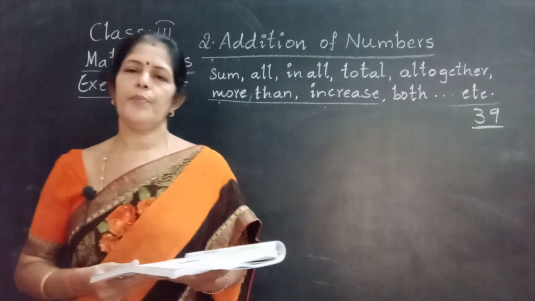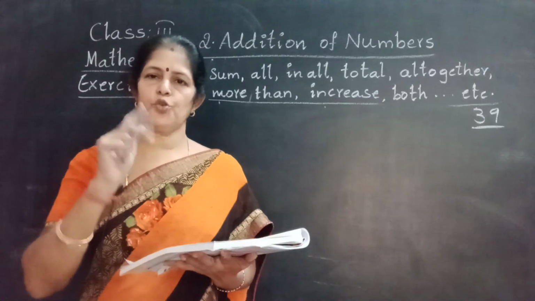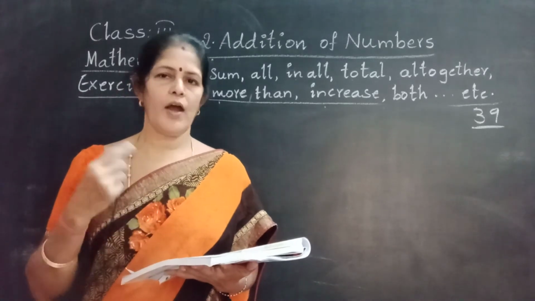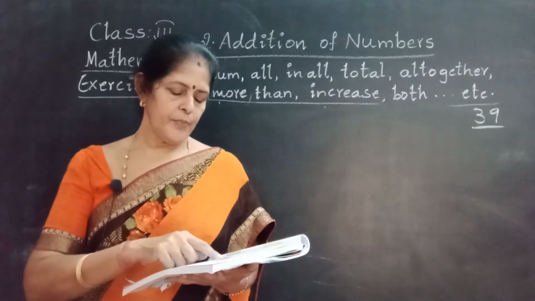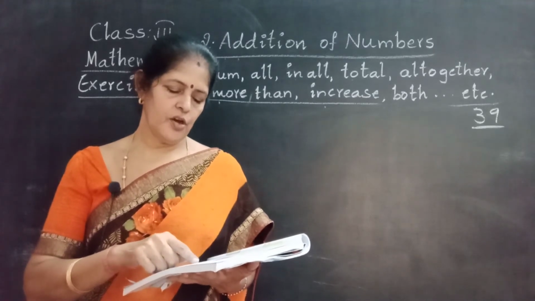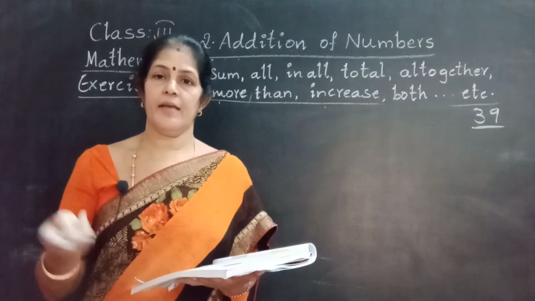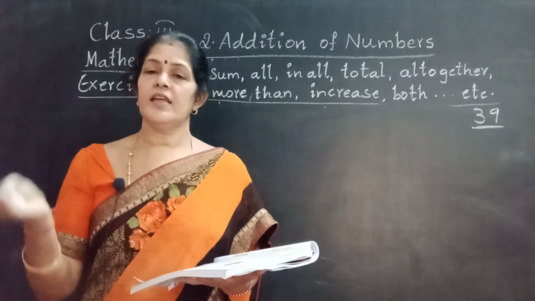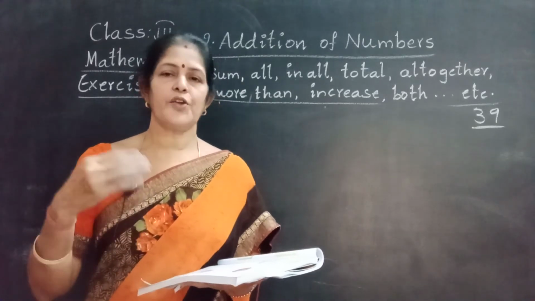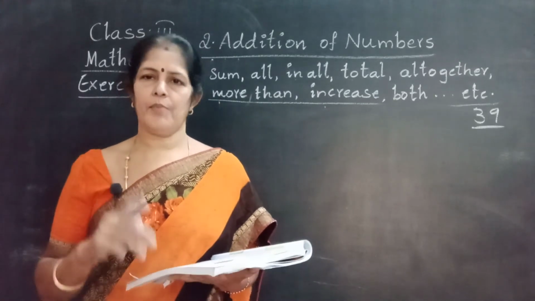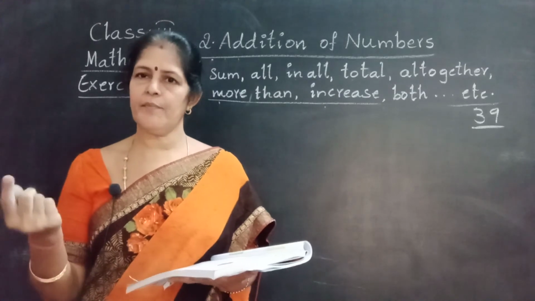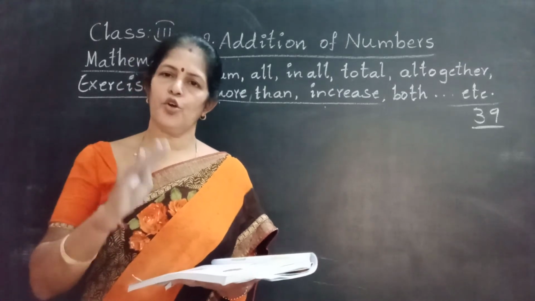Here, people went to see the flower show on 2 days. Some people went on Monday, some people went on Tuesday. How many people went to see the flower show on Monday and Tuesday? Monday and Tuesday means both the days are together. That is an addition word problem.